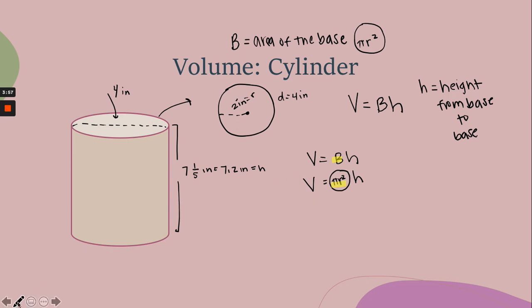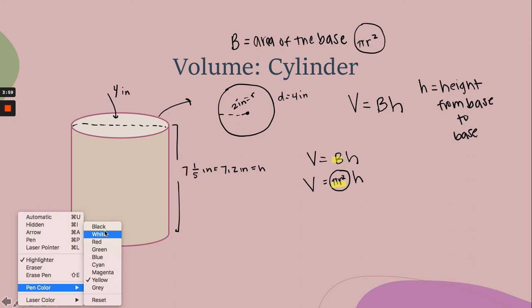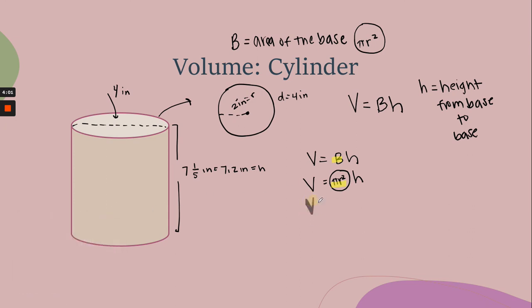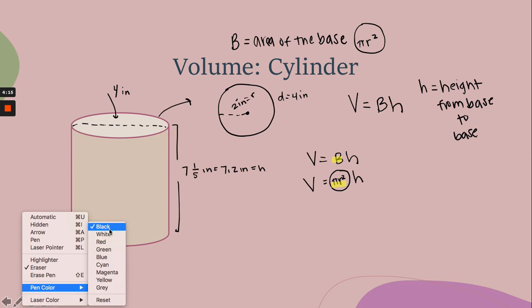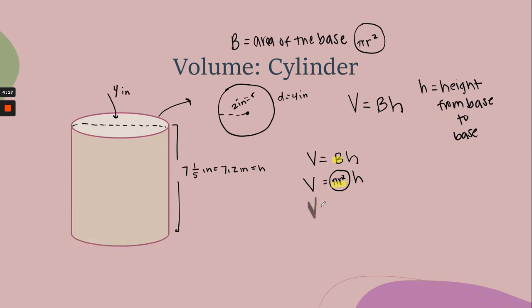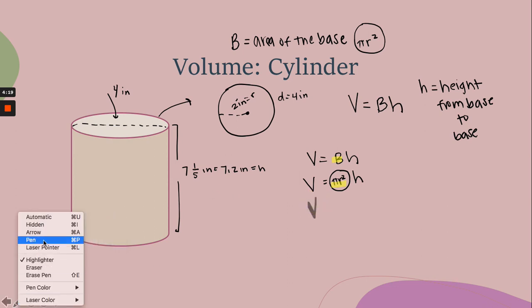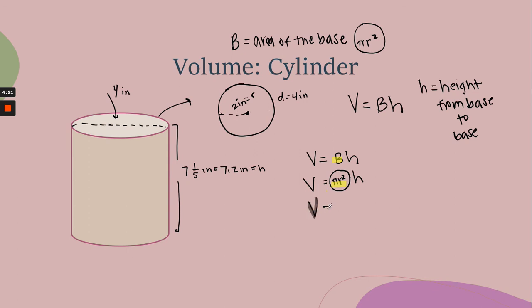So if my capital B turns into pi radius squared, then my formula is pi radius squared times height. I do not like that in highlighter mode, so let's fix that. Volume, is it still the highlighter? There we go. Volume equals pi radius squared times height.